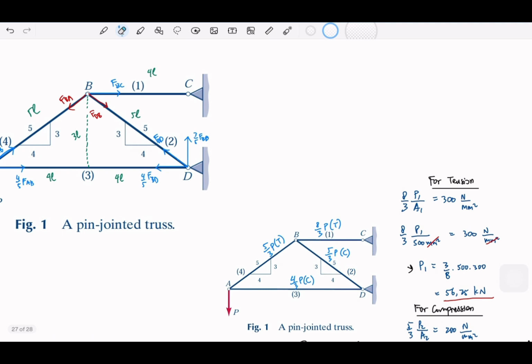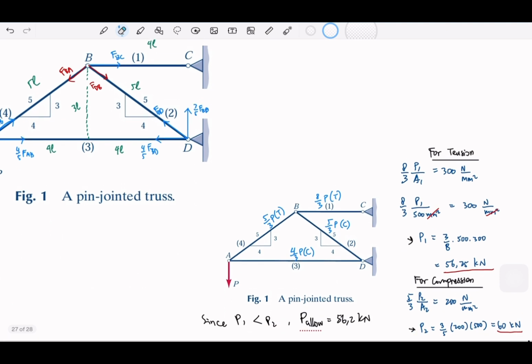Okay, so you should get this structure here for tension and compression. Okay. Anyway, I think we could finish up until here.